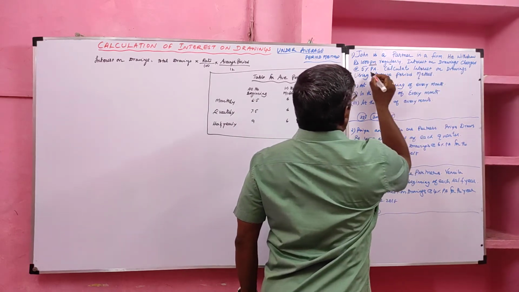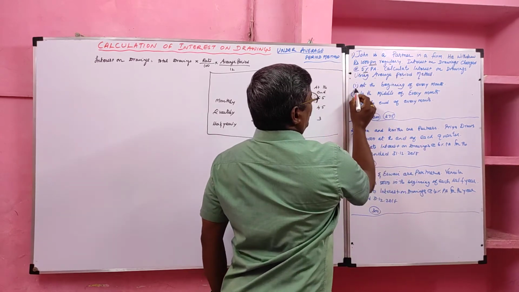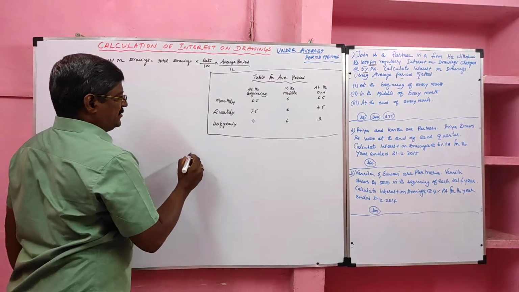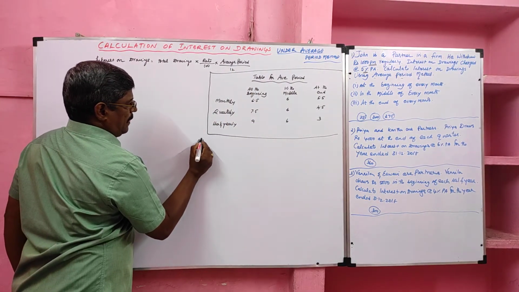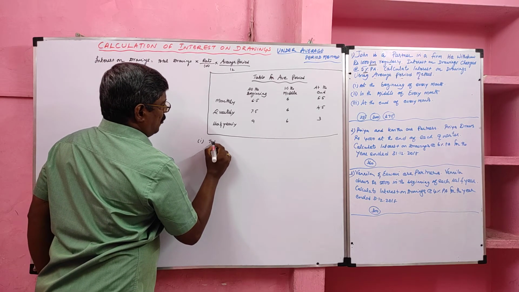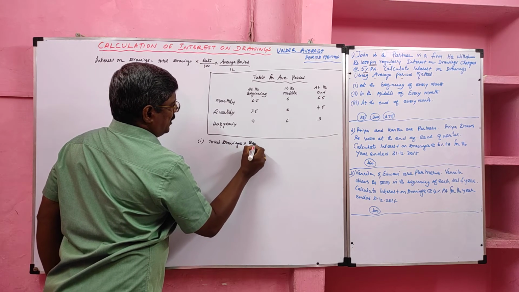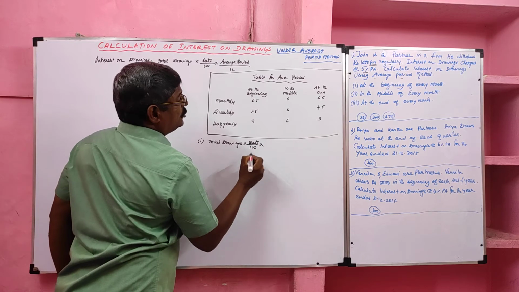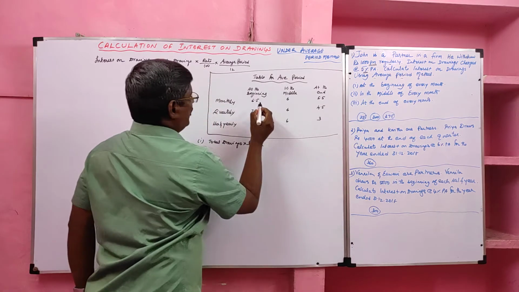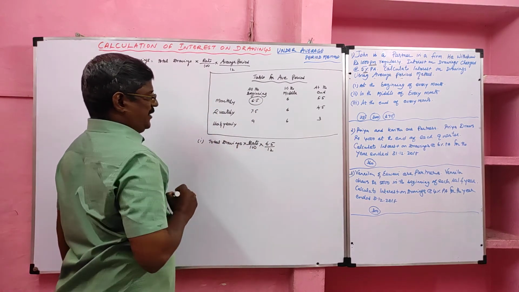The interest on drawing is charged at 5% per annum. Calculate interest on drawing using average period. Case number 1, at the beginning of every year. So case number 1. At the beginning, what is the formula? Total drawings into rate by 100 into monthly drawing at the beginning. So we can use 6.5 divided by 12. This is the average period.